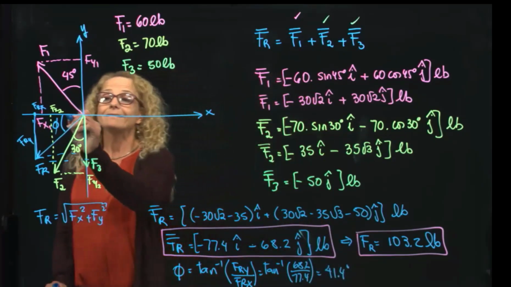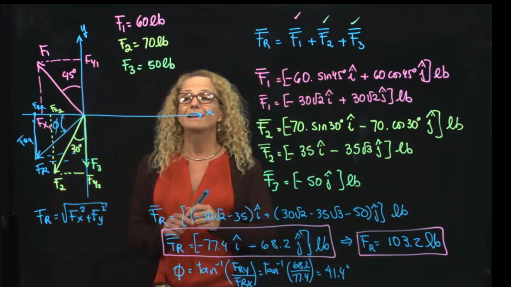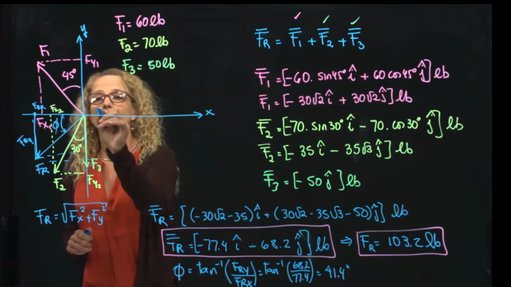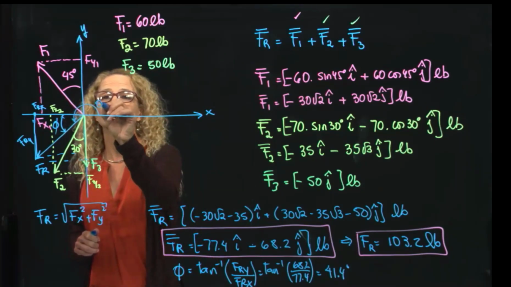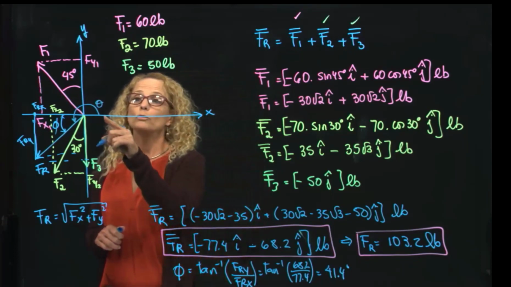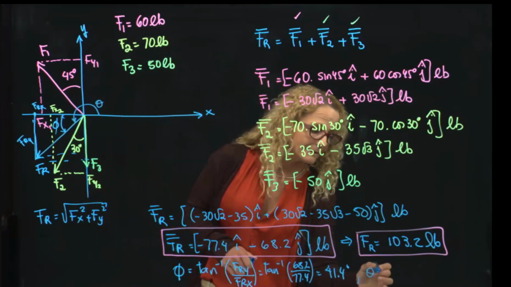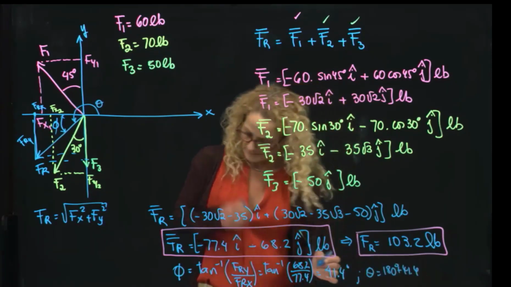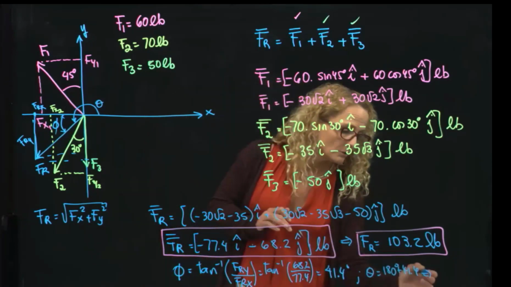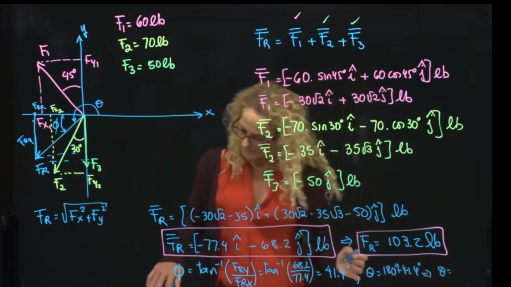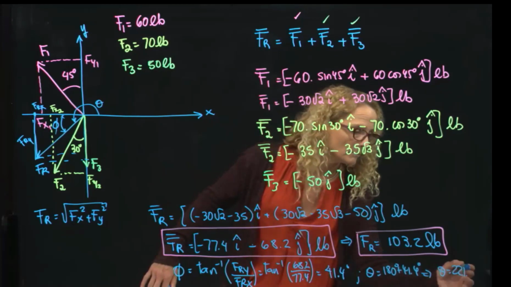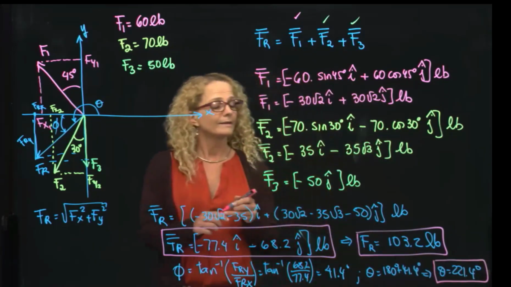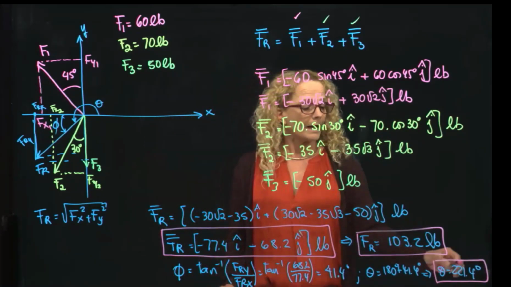However, this is not the value that I want to report because I have to measure the angle with respect to the positive axis. So I have to measure this angle right here. So what I'm going to do is add 180 plus that 41.4. And that gives me the correct value. Theta is equal to 221.4 degrees. So I was able to find the magnitude and the direction.